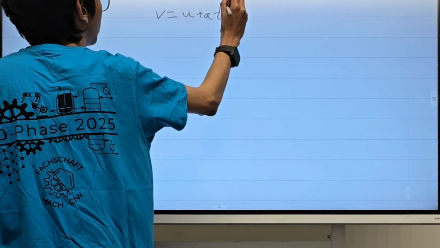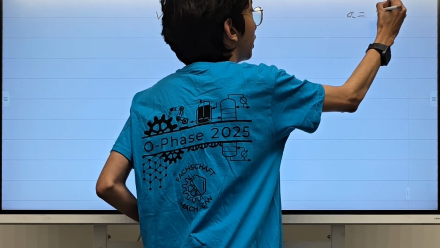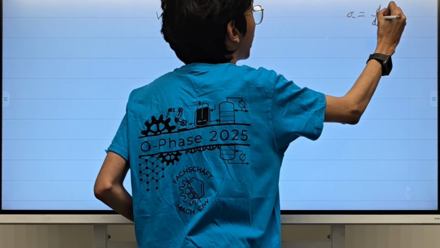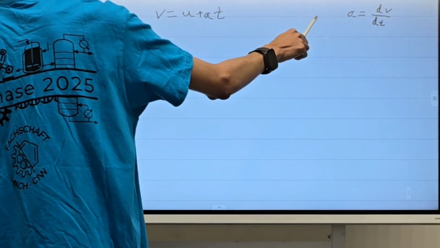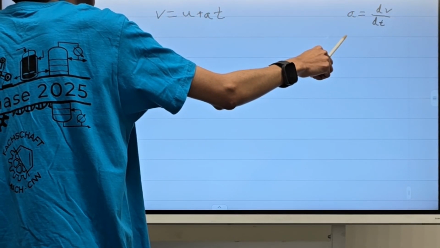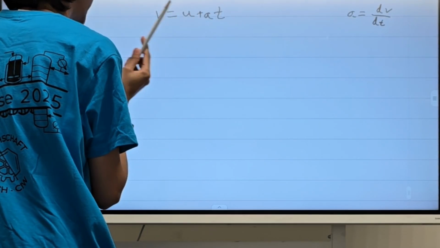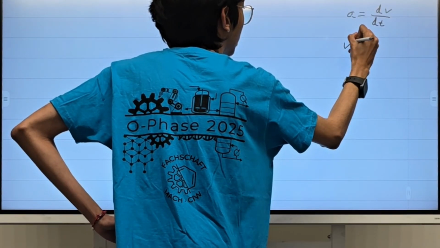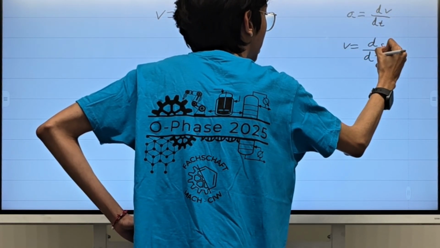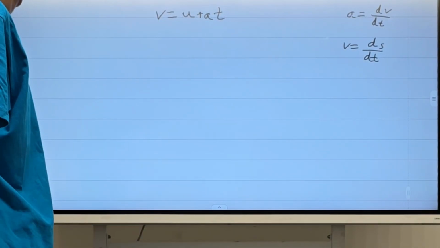Let's bear in mind one of our basic equations: a is equal to dv over dt. Therefore, if you want to find a, you can differentiate v, and v is equal to ds over dt. So if you want to find v, you can differentiate the displacement.